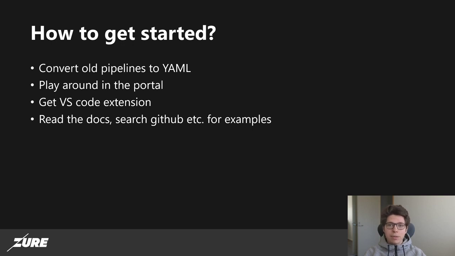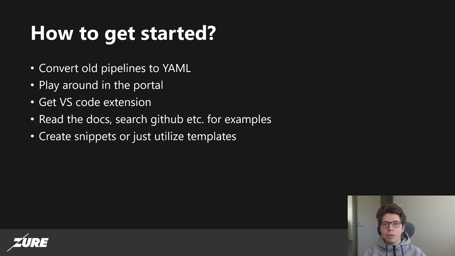You can search GitHub quite easily, as the files are often named just azure/pipelines.yaml. You can utilize templates or create snippets for yourself. At least I know that there are some tasks that I want to be doing often. I have a snippet for that. So it saves you time from copy pasting, but that's also a way forward as well.